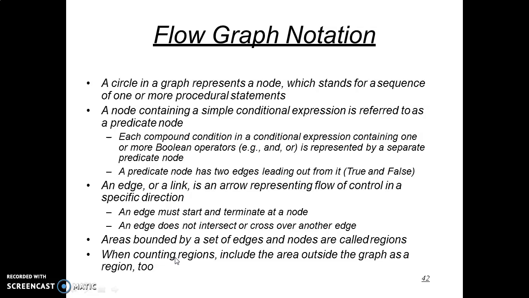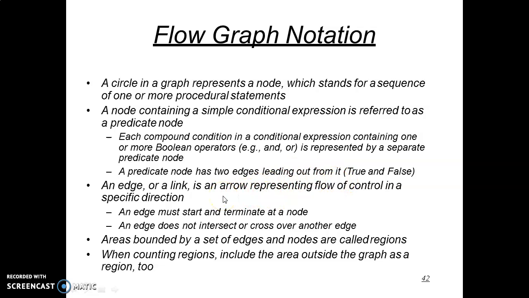A node containing a simple condition expression is referred to as a predicate node. These nodes are considered conditional nodes or decision nodes, where we have two possible choices, true and false. Each compound condition in a conditional expression containing one or more Boolean operators is represented by a separate predicate node. If we use AND or OR in a conditional expression, then we have to consider it as two separate conditional statements. A predicate node has two edges leading out from it, that is true and false.